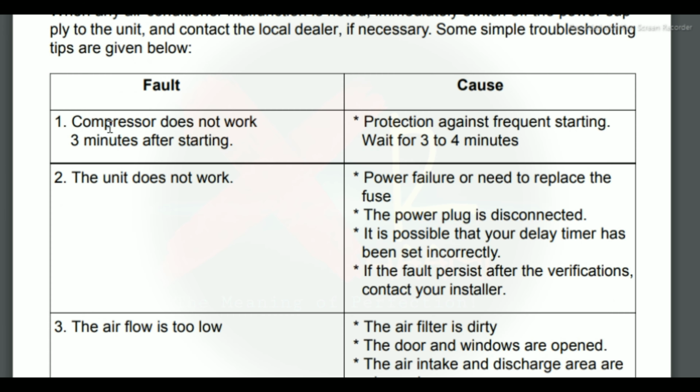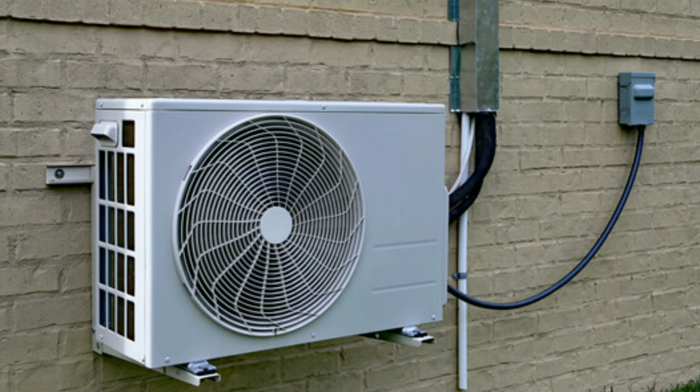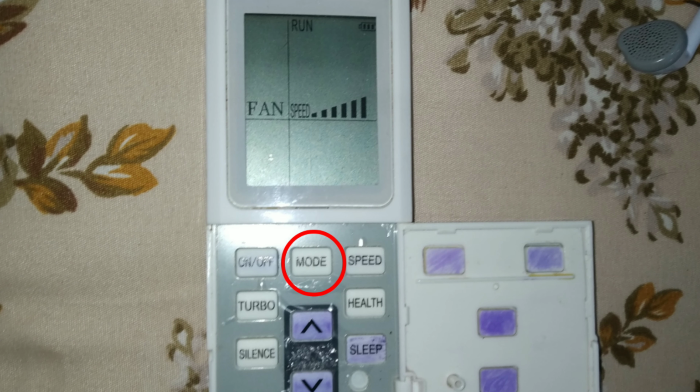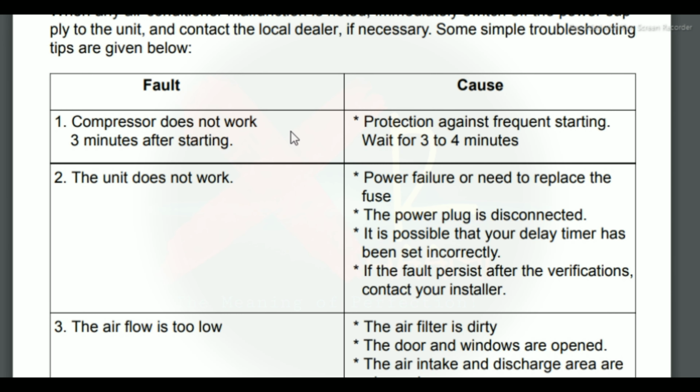So let's see. If the compressor doesn't work within 3 minutes after starting, the cause is protection against frequent starting. What you can do is wait for 3 to 4 minutes more, and also check your air conditioner mode. Maybe your air conditioner is not on cool mode, maybe it's on fan mode or heating mode. Also check your remote control setting, then wait for 3 to 4 minutes, and it will work.